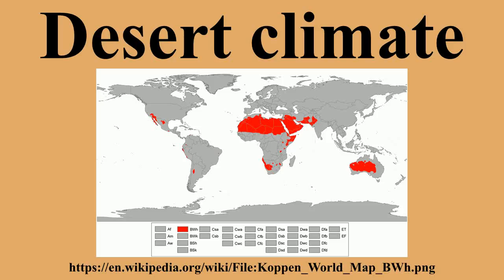Only one region in Europe has a hot desert climate: the province of Almeria, province of Alicante and province of Murcia in southeastern Spain. In fact, hot deserts are lands of extremes.